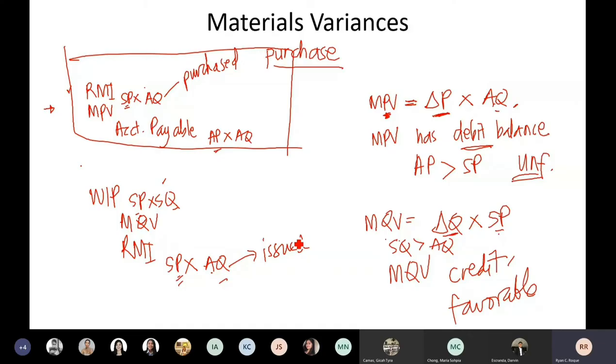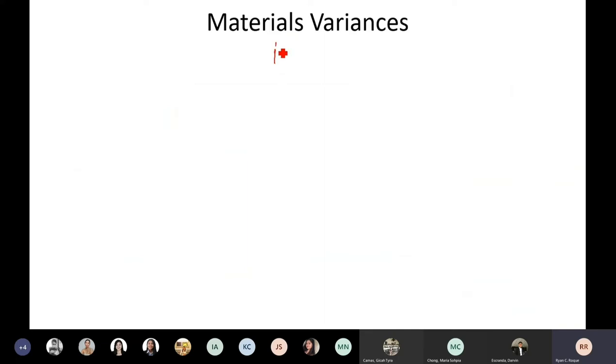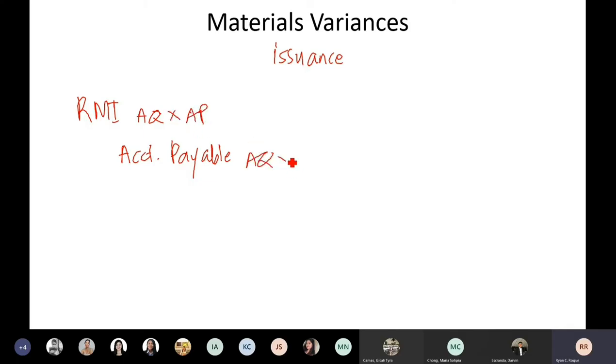Okay? Ito ay at the time of purchase. At the time of issuance, ano itsura? Kapag at the time of issuance, that would be debit, raw materials inventory and credit, accounts payable. Pero ito ay valued at actual quantity times your actual price. Ito, actual quantity of course times actual price. Oops, magkamuka. May variance? Wala. Kasi sabi mo, the materials variances. The price variance is recognized at the time of issuance. Therefore, ito ay purchase pa lang. Wala pang issuance na nagaganap.